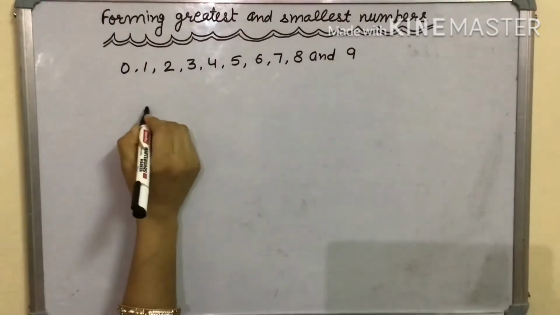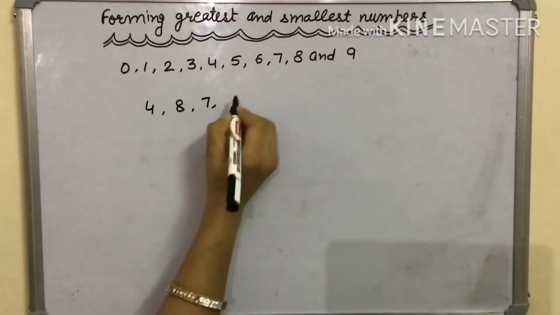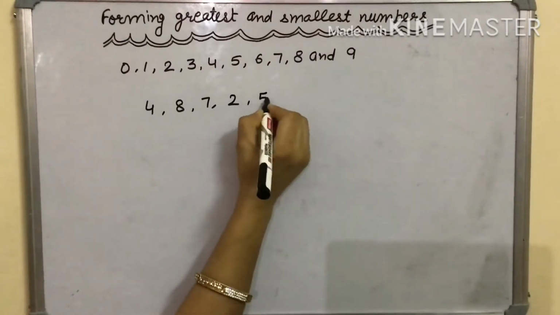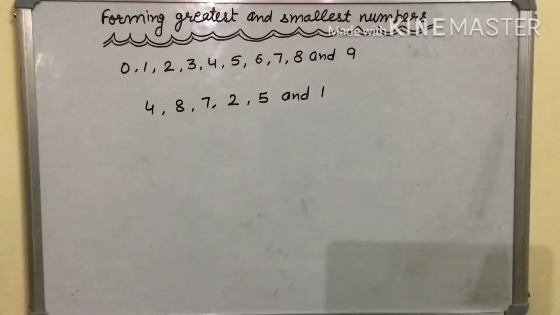If we are given the numbers 4, 8, 7, 2, 5 and 1. Suppose these numbers are given.